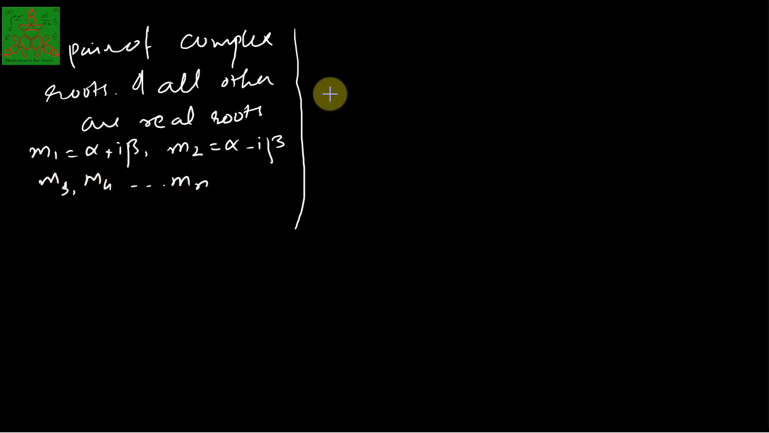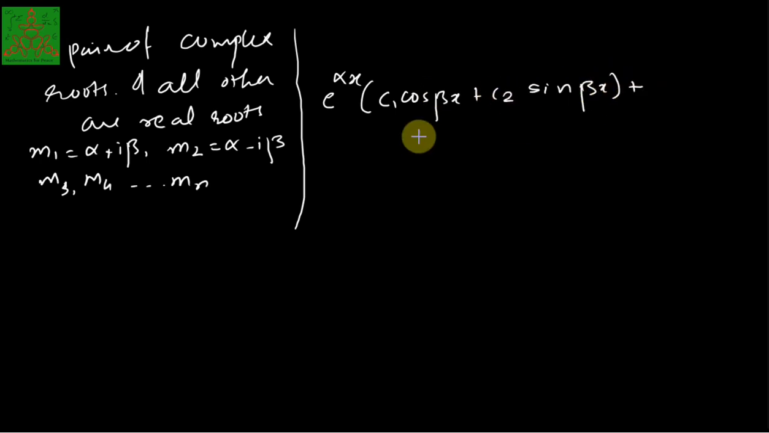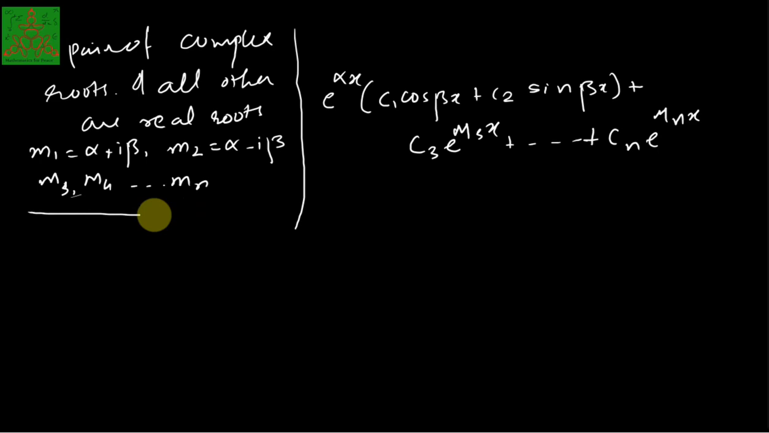Then in that case, the complementary function can be written as e power alpha x times (C1 cos beta x plus C2 sin beta x), plus C3 e power m3x, and so on up to Cn e power mnx, which will stay as it is.